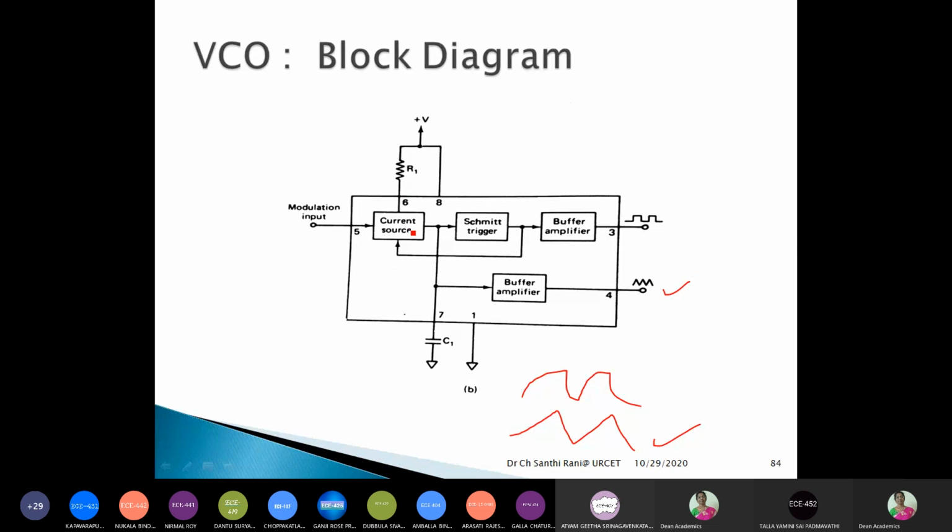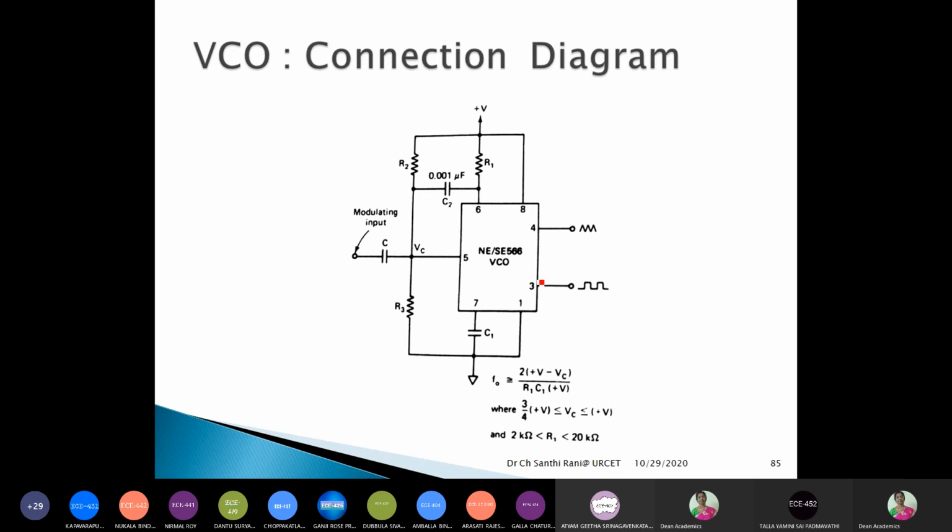Again, the same current source is connected to a Schmitt trigger. The Schmitt trigger gives a square wave as its output, and through the buffer amplifier, this square wave is connected to the output. Like that, it is possible to have a square wave and a triangular wave from the output of the voltage controlled oscillator, depending on the modulating input signal. So this is a very, very simple block diagram, right?